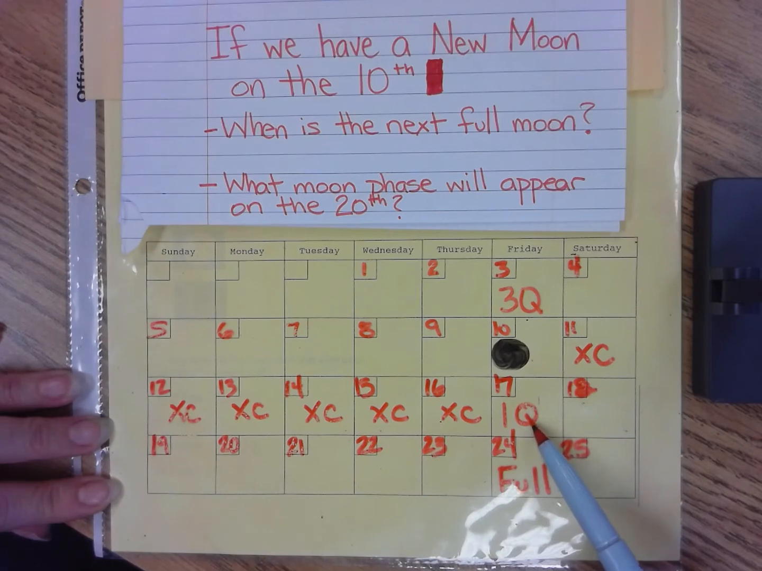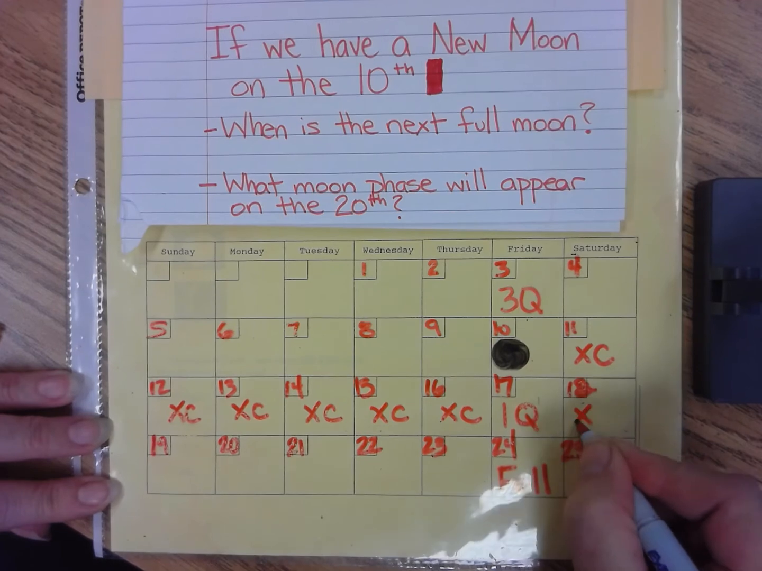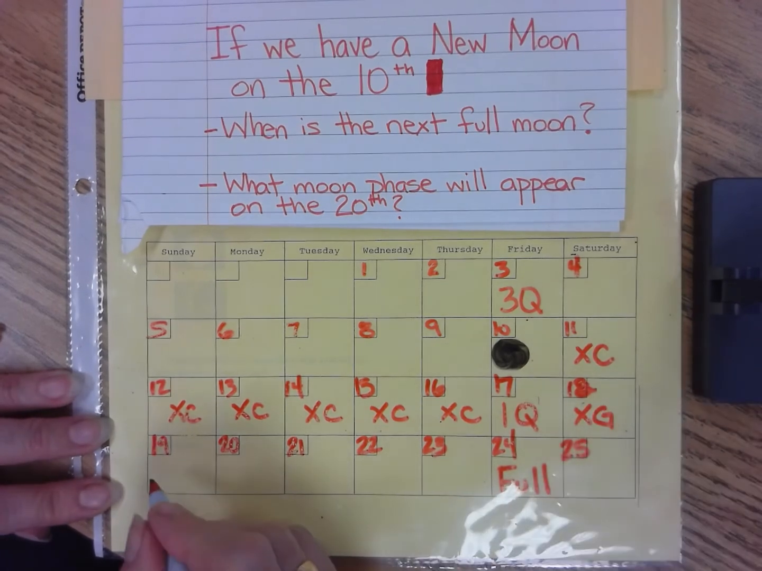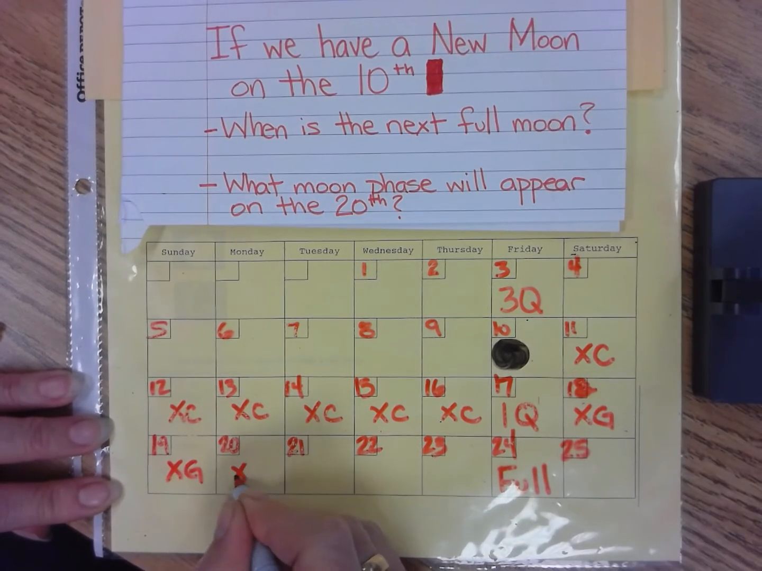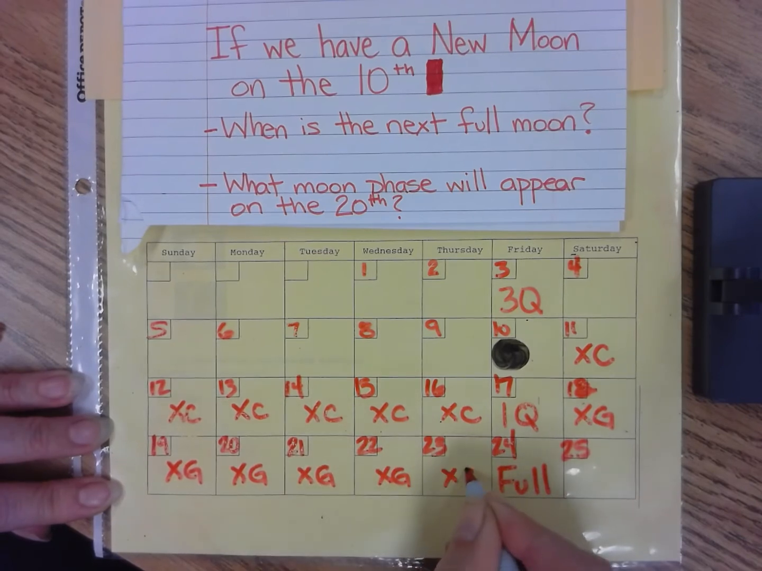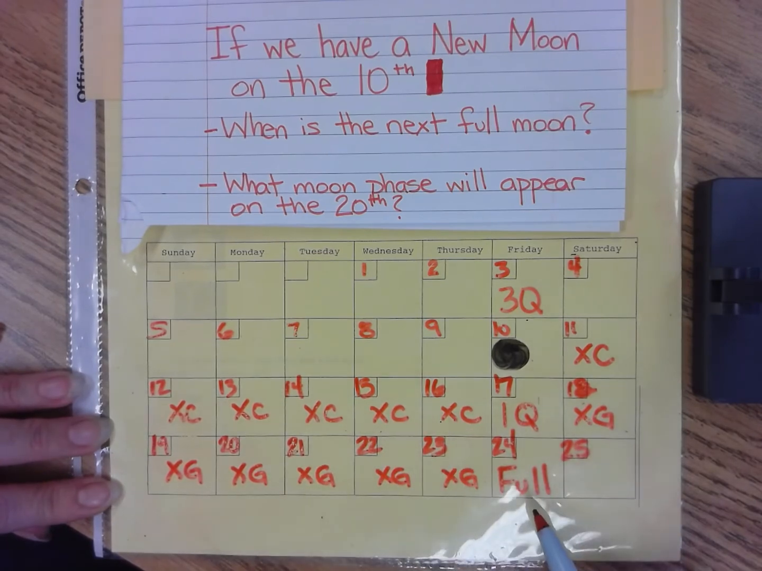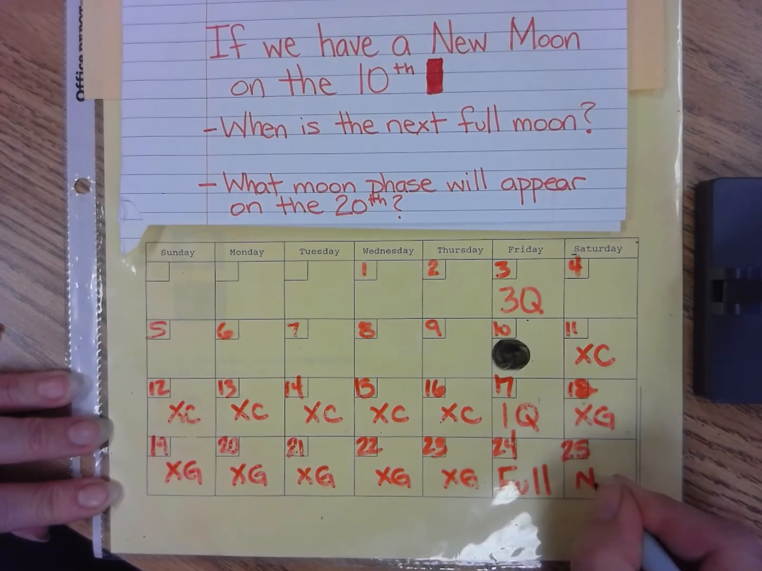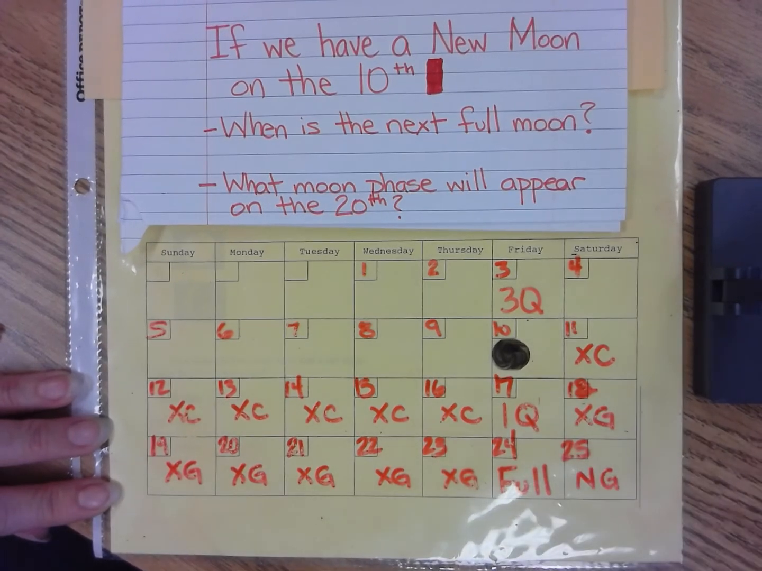The first quarter lasts one night, and then the next day it's going to continue to grow as a waxing gibbous. And our waxing gibbous will grow for 6 days until it is now a full moon. The full moon lasts for one evening, and then the light begins to decrease, which means that we would have our waning gibbous.